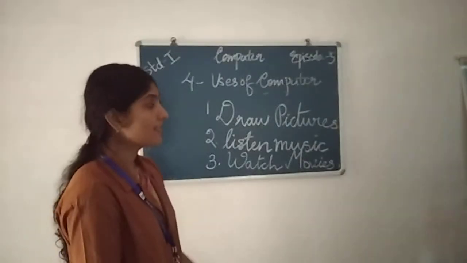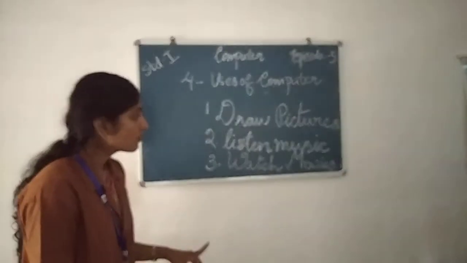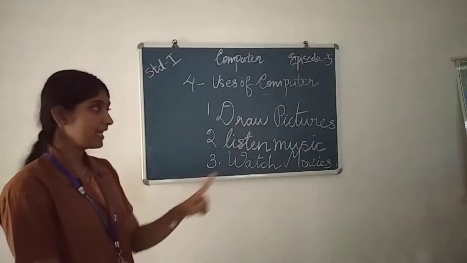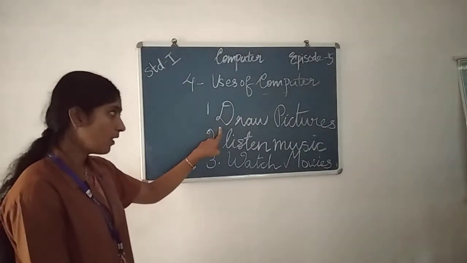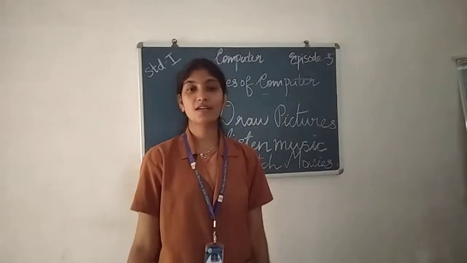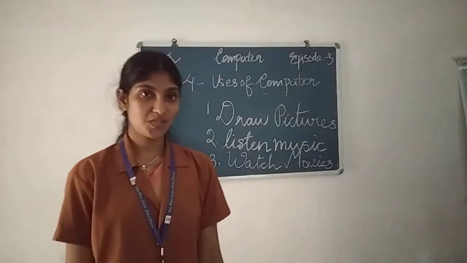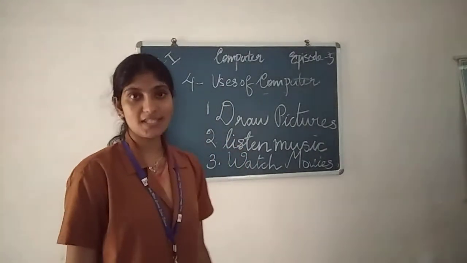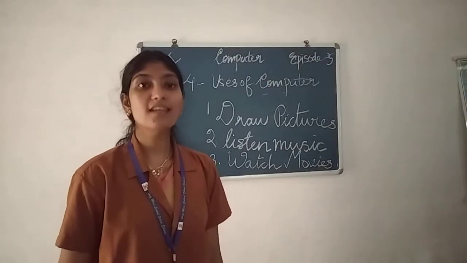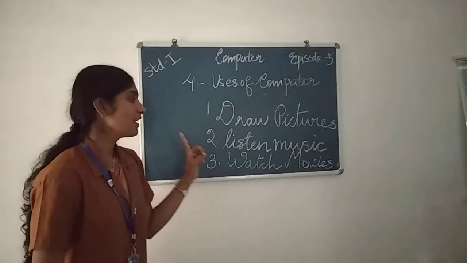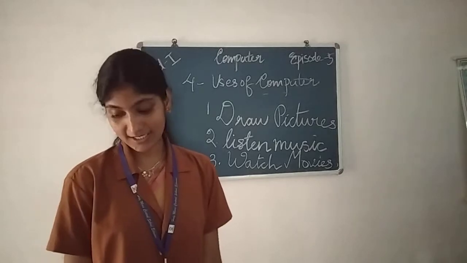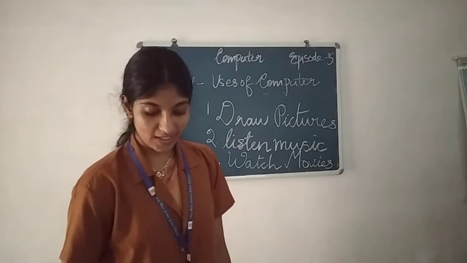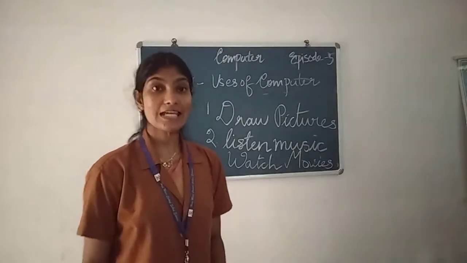Draw pictures. Second use, listen music. Third use, watch movies. Once again, first use, draw pictures. What is the first use? Draw pictures. Second use, listen music. Third use, watch movies. And fourth use, we can play games.